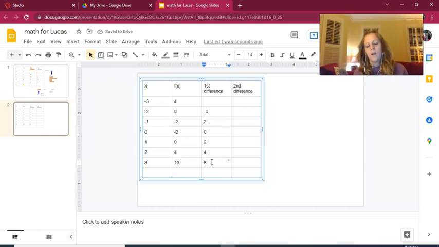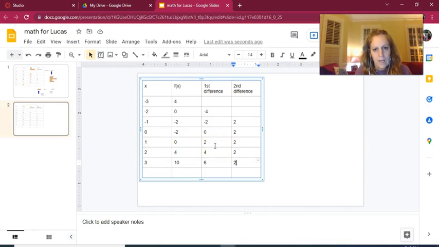Then we have to calculate the second difference. A negative 4 to a 2 would be a plus 6. I had one wrong. It should be a negative 2 here. So this is 2, 2. Okay, so these are the numbers that I was given. This is my first difference. This is my second difference.